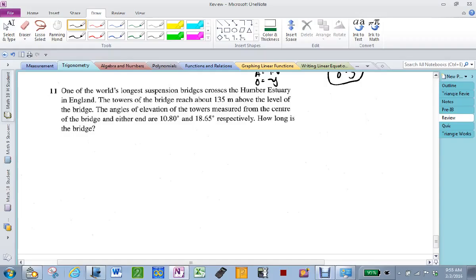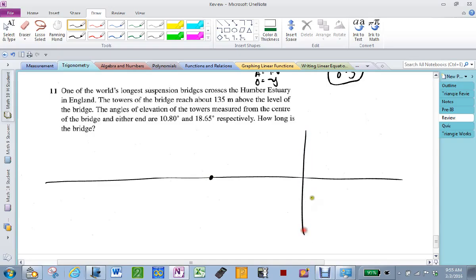You with me? Okay. So the suspension bridge goes over water, yeah? The towers of the bridge reach 135 meters above the level of the bridge. Everybody cool? So there's how many towers? 2, right? The angles of elevation measured from the center of the bridge. So here is the center, yes? Everybody cool? So I got one tower over here, I got one tower over here.